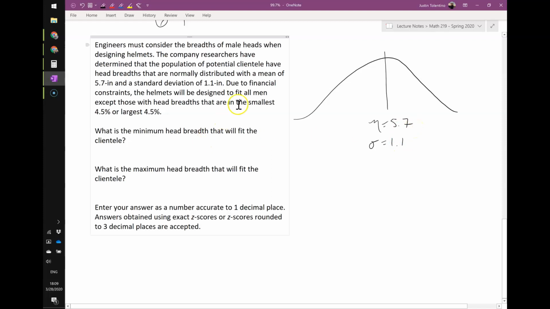Due to the financial constraints, the helmets will be designed to fit all men except those with head breadths that are in the smallest 4.5% or largest 4.5%. We want to know what is the minimum head breadth that will fit and the maximum.